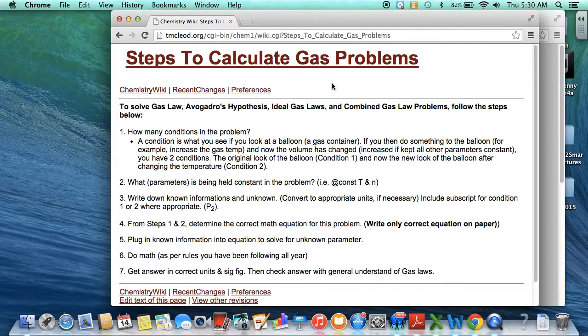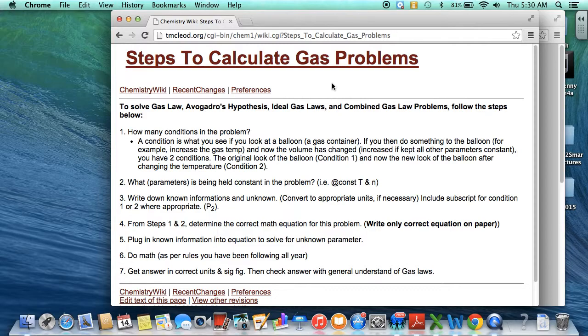That's what the little 1 and 2 subscripts mean in the mathematical relationships. If you see these action verbs, you have what I call a 2-condition question. If you don't, and the question is just describing the gas, then you have a 1-condition question. That's the first question you ask yourself, and once you figure that out, you go to the second question.